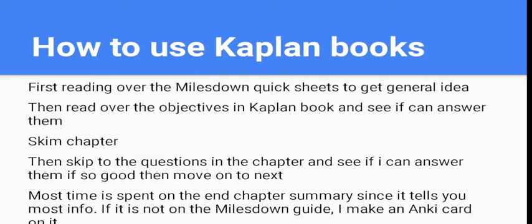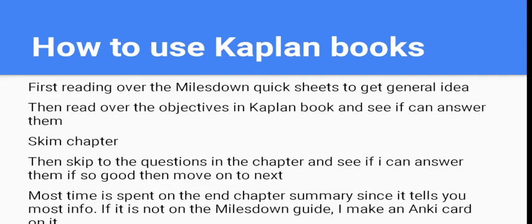So, how am I using the Kaplan books? Again, reading's probably the worst way to learn, which is why I'm not really reading that much. I'm basically looking over the Miles Down quick sheets to get a general idea what the chapter's about, because so far, the chapters I went through have every single thing in it that I would write down myself, minus maybe a couple of details. Then I read over the objectives. The Kaplan book gives you objectives in the section, and I see if I can answer them. If I can, cool. I'll still skim the chapter real quick, see if there's anything I think is important, jot it down on a different note sheet and then add it to an Anki card later on.